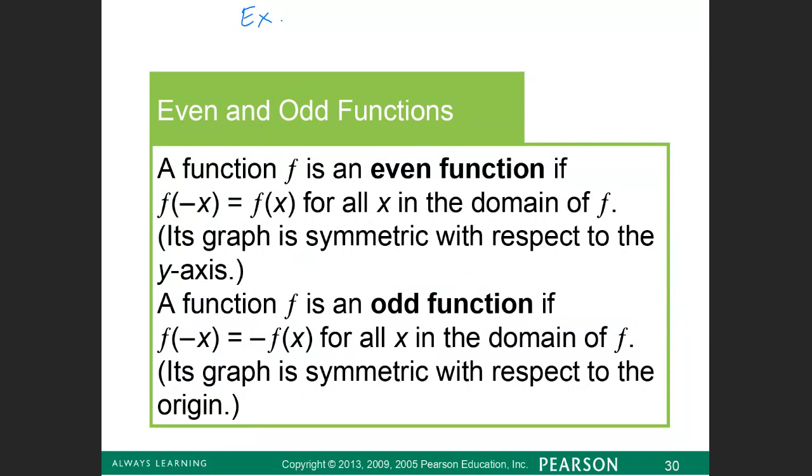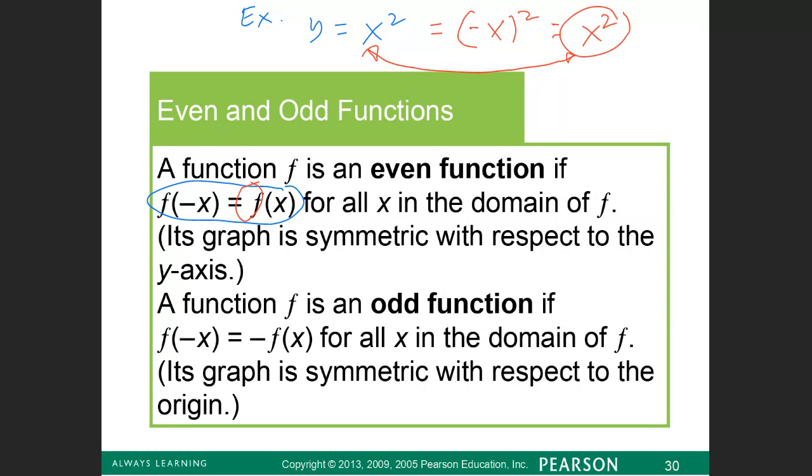Example, y is equal to x squared. So is this an even or an odd function? When you apply the rule here, you plug in negative x to your x here. When you take the power of 2, it gives you the same equation. So that's what it means. You'll get a positive value, same with your f of x. So it's exactly the same value: x squared, and you have x squared here.